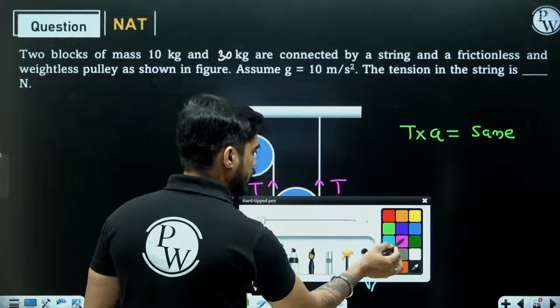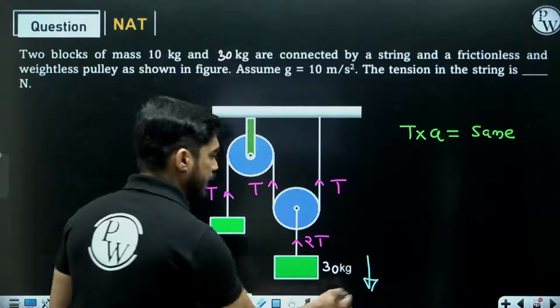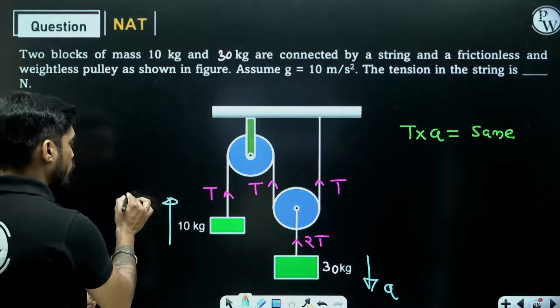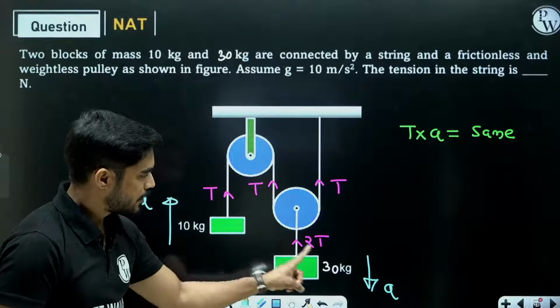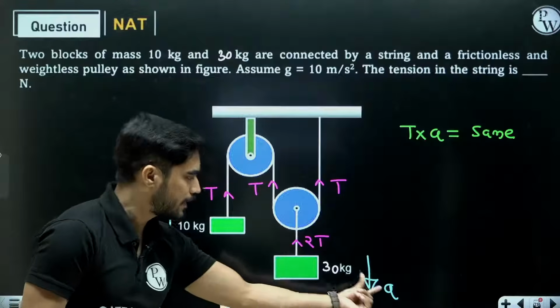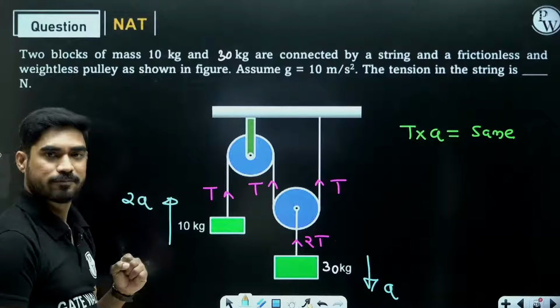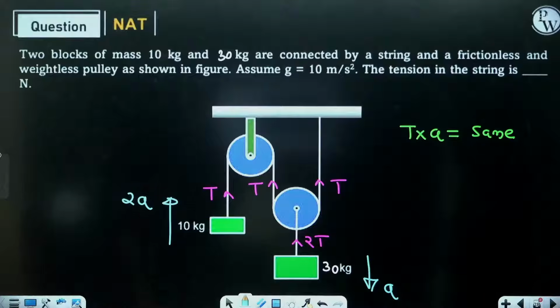If this block is moving with an acceleration A, then this block will move with an acceleration 2A. Can you see? Tension into acceleration must be same. So 2T into A, 2TA, and T into 2A, 2TA. So tension into acceleration must be same. That you need to just understand.